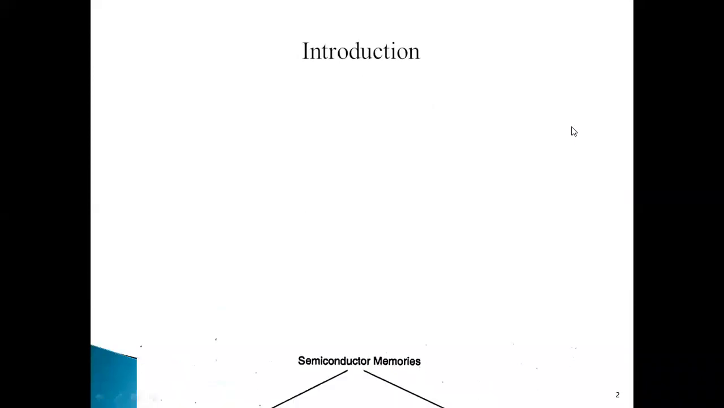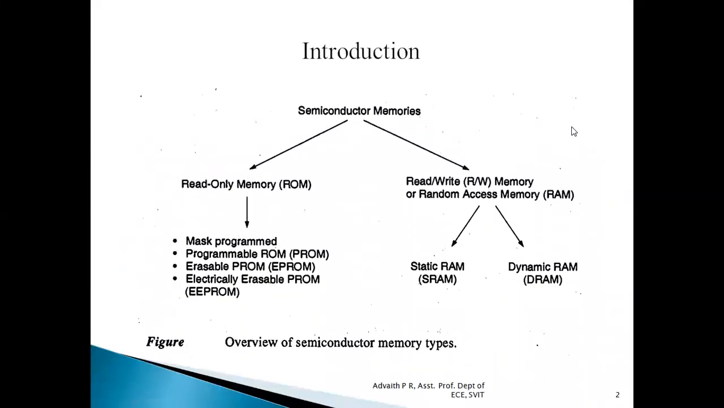So we already are familiar with the semiconductor memory classification. Semiconductor memories are majorly classified under two major classifications: read-only memory and random access memory. Read-only memory is non-volatile in nature. Random access memory is volatile in nature.